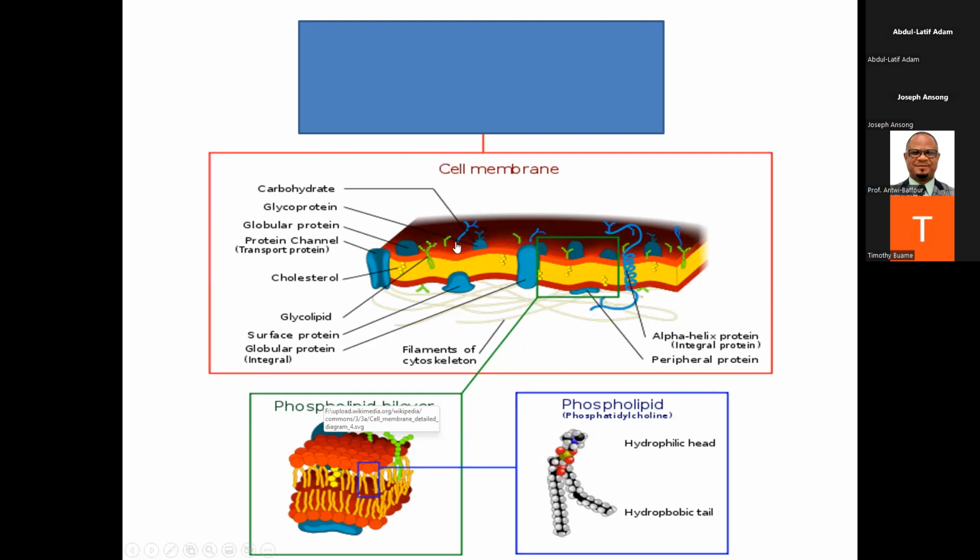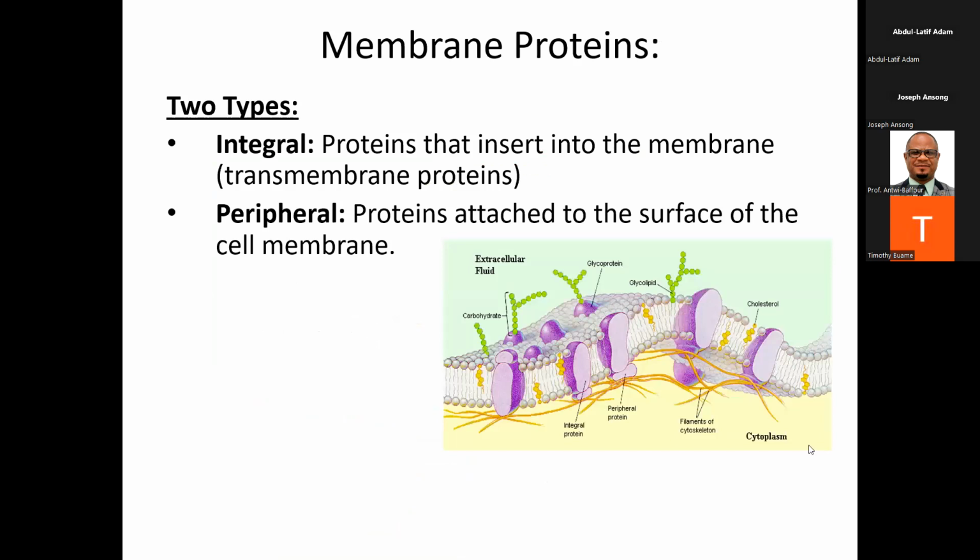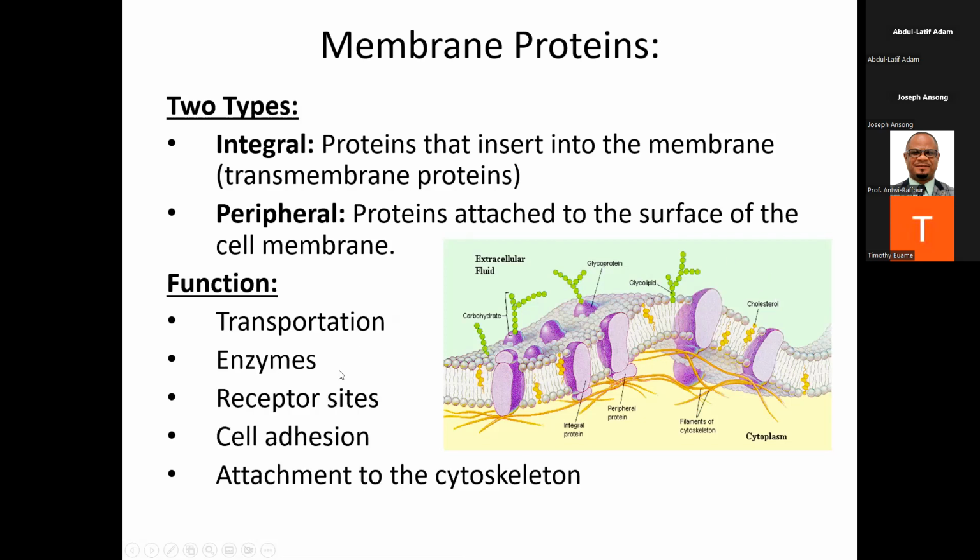Some of them are receptors, some are docking sites, some are even antigenic, giving the red cell its antigenic determinant. So we say that the proteins on the membrane are of two types, integral and peripheral. The integral proteins insert into the membrane, so they are the transmembrane ones. They cross the membrane, and the peripheral ones are attached to the surface only. They are not transmembrane. They are the ones that become antigenic.